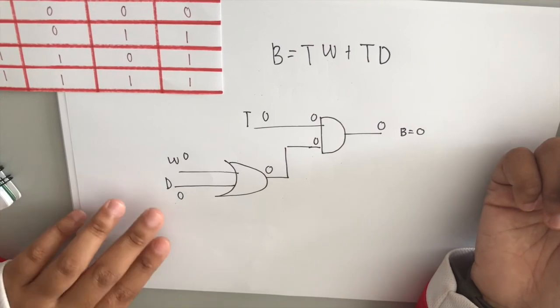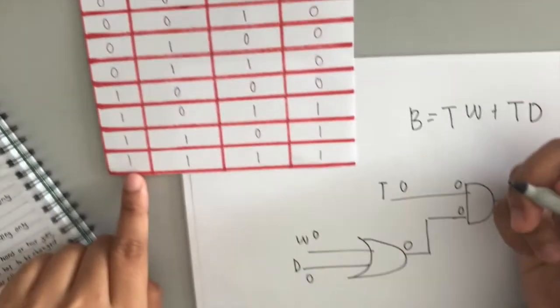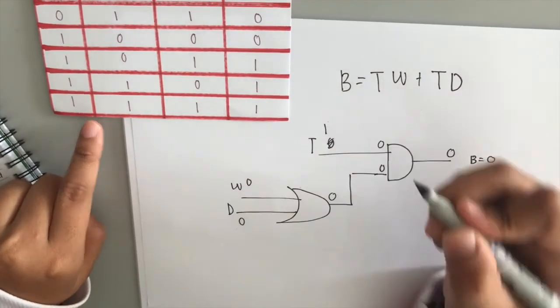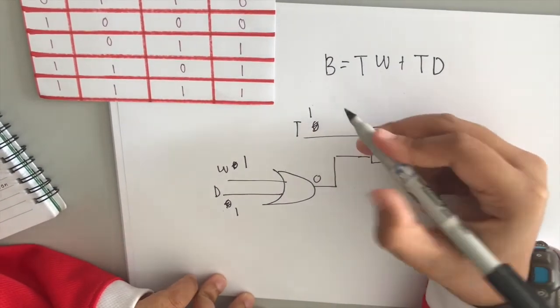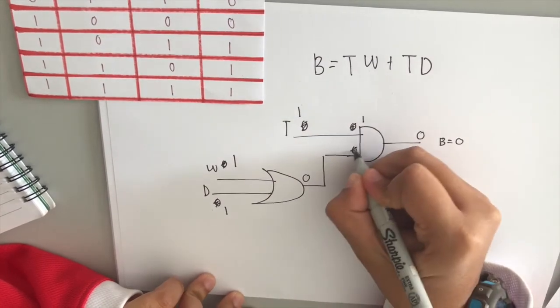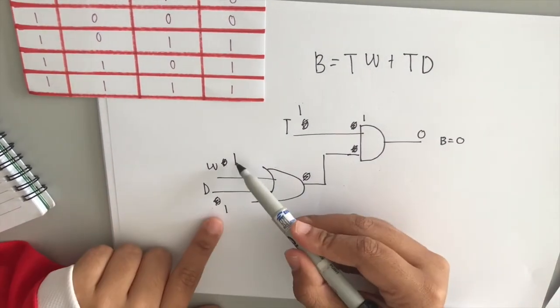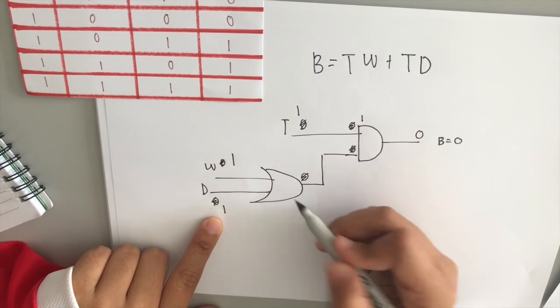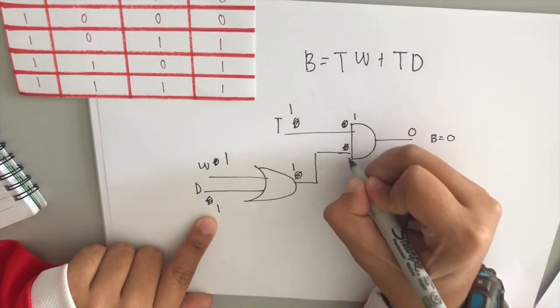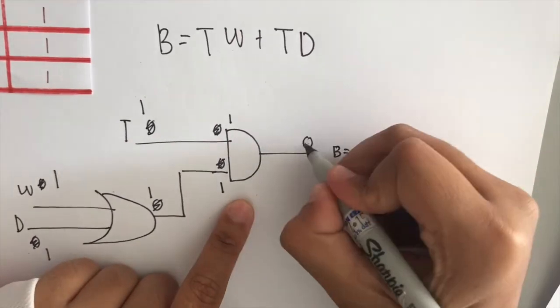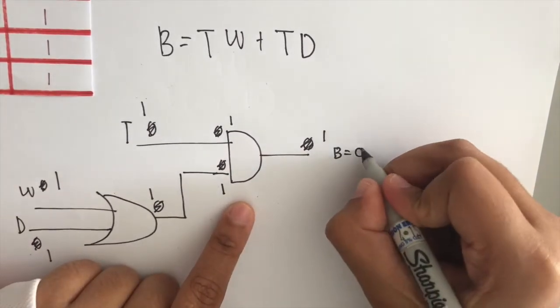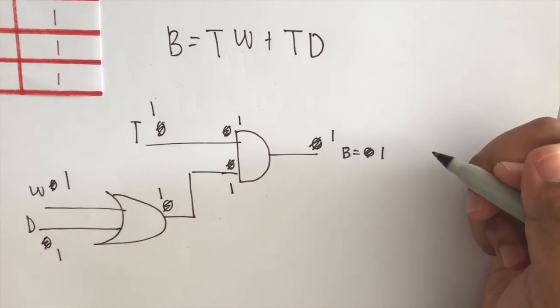For the ringing bell, we can take this situation. T equal to 1, W is 1, and D is 1. Okay. T will become 1 here. When 1 and 1 come to the OR gate, it will become 1. Here, we put 1. When 1 and 1 are at the AND gate, it will produce 1. So, the output is 1. So, the bell will ring.